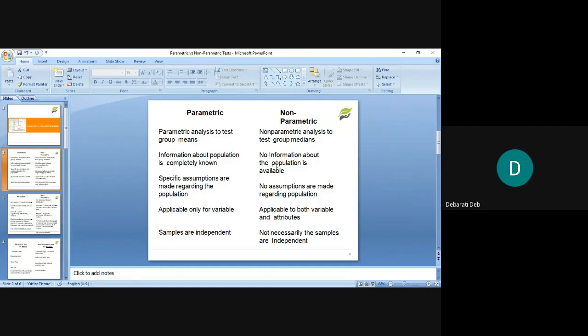See, in parametric, analysis is done to test group means. Group means. What does it mean? You have done mean, median, mode. Last semester only you have done statistics, and in that you have learned how to calculate the mean, how to calculate median, how to calculate mode. Yes or no? Tell me. Yes, ma'am. Okay, very good. So you should have a recap of that. You should brush up your memories of calculating mean, median, and mode, because now you will be requiring that.